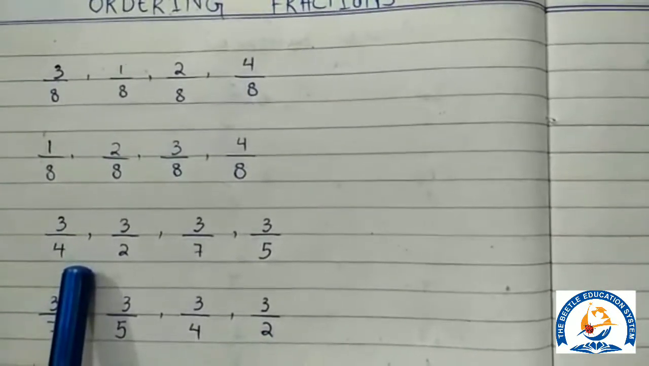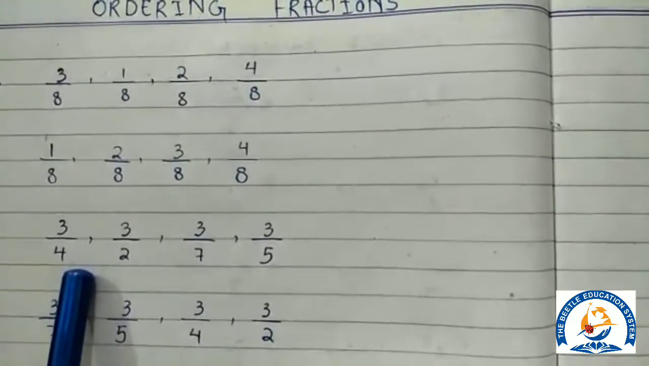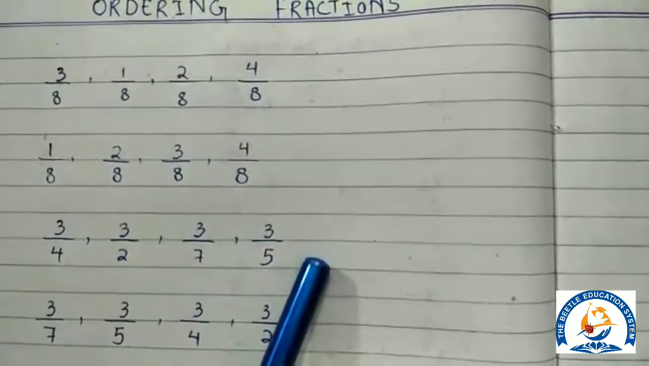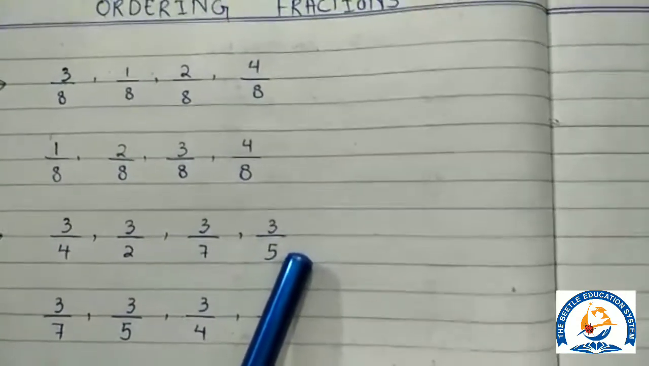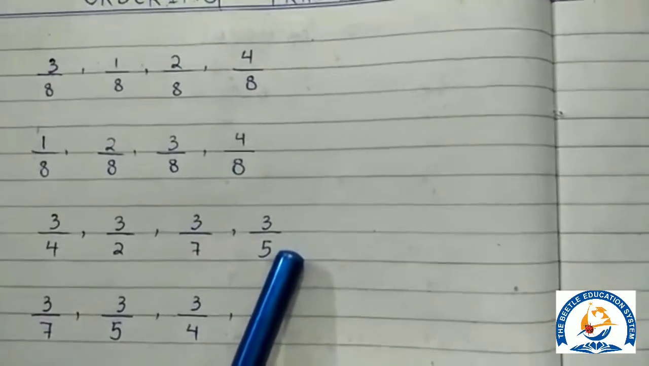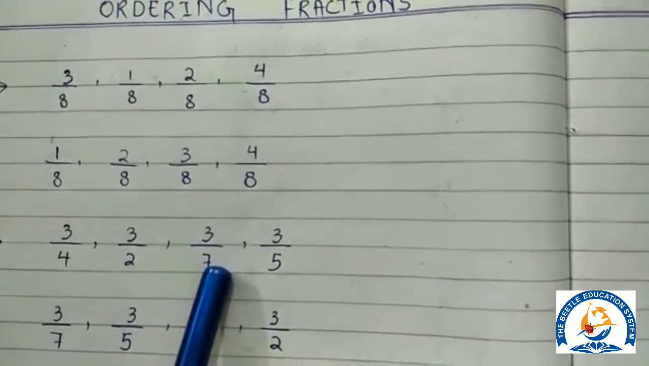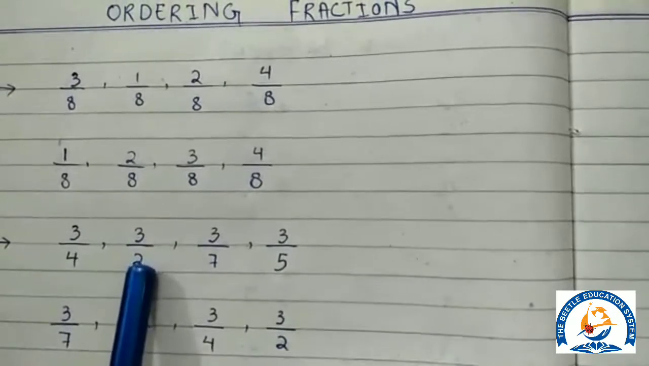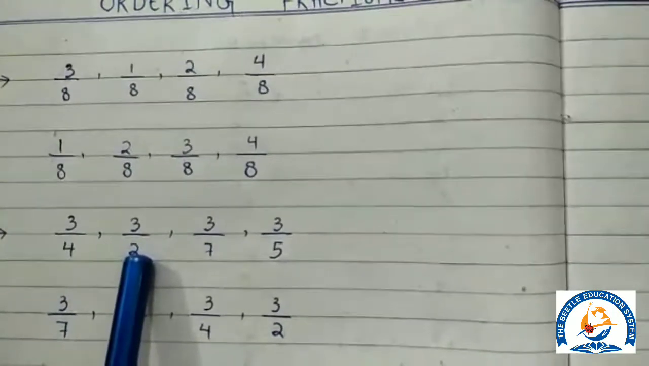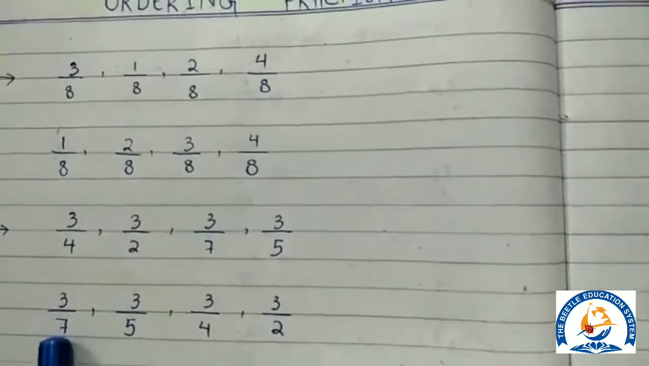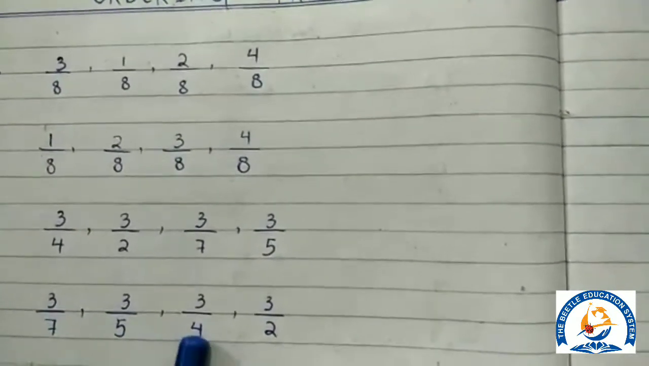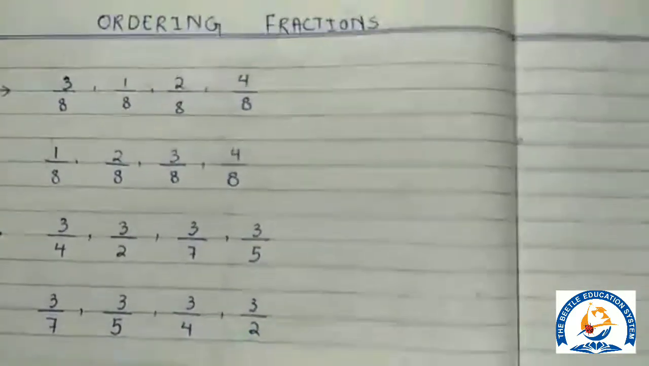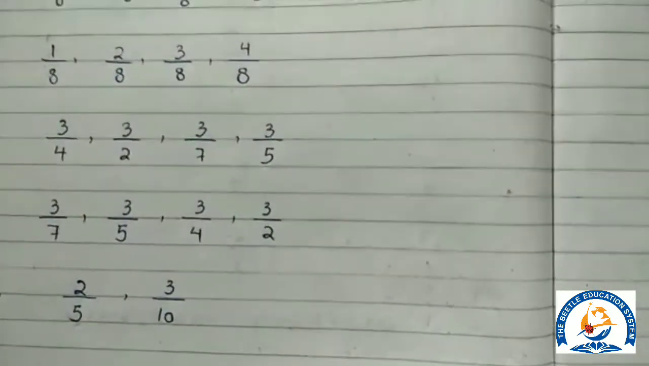Now look at here. Here not the denominators but the numerators are the same. All these fractions have 3 in their numerator. So the rule will become opposite here. The fraction with the greatest denominator is the smallest here, and the fraction with the smallest denominator is the greatest fraction. So 3 upon 7 is smallest, then 3 upon 5, then 3 upon 4, and then 3 upon 2 is the greatest fraction.